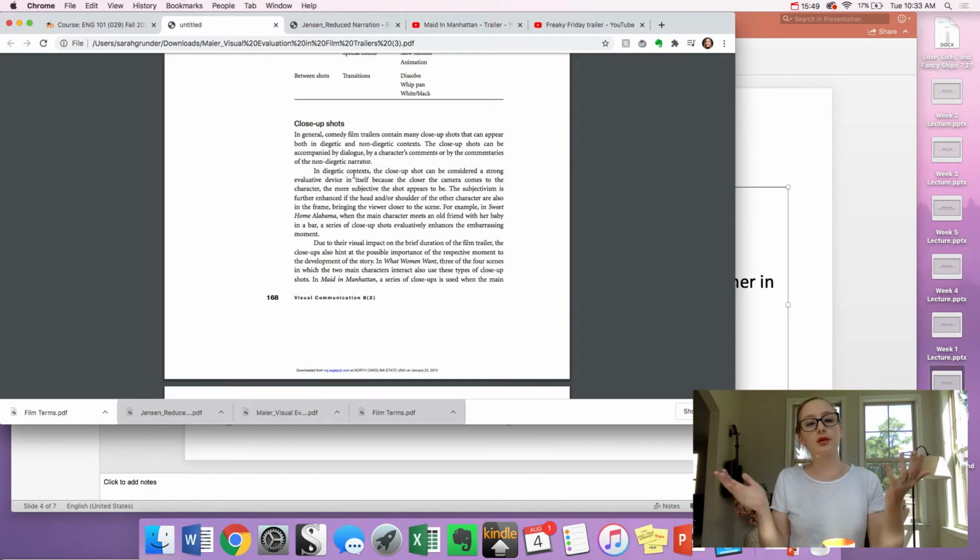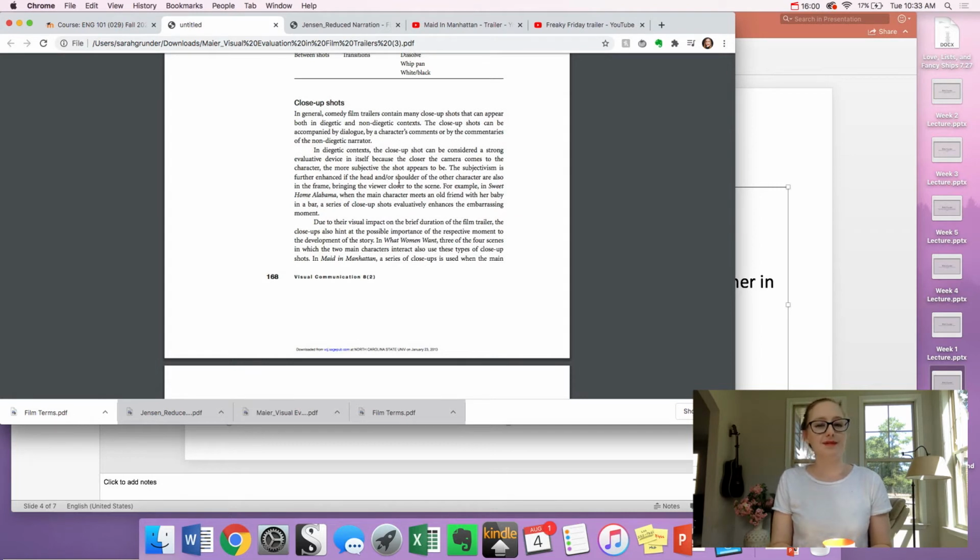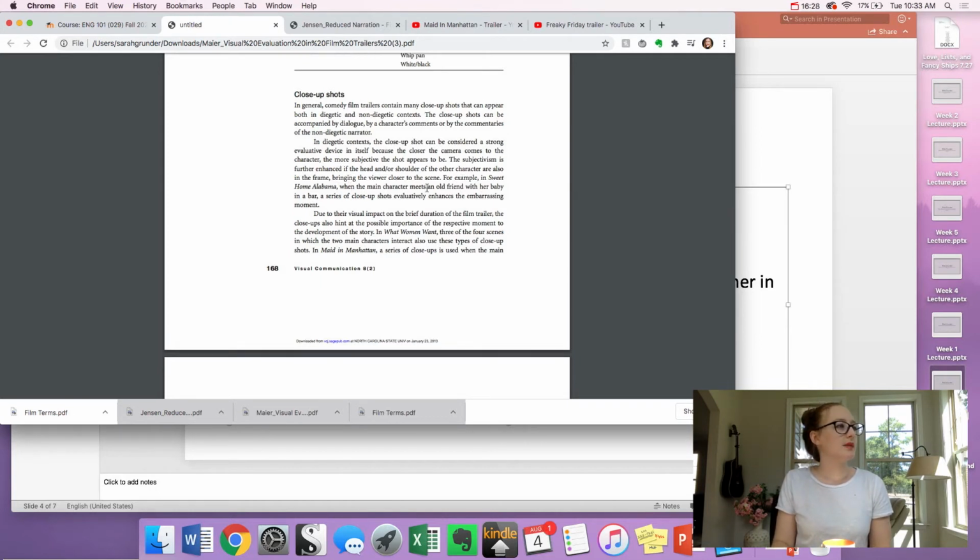So typically, in the diegetic context, the world of the story, a close-up is a strong evaluative device. It's a strong technique to create meaning. What does it mean? Typically, when the camera is close into a character, it tells you that that character is important. It tells you something about them. They're important to the story. It also makes the shot more subjective, giving you a sense of things from the character's perspective. You see the emotions of the character when you have a close-up.